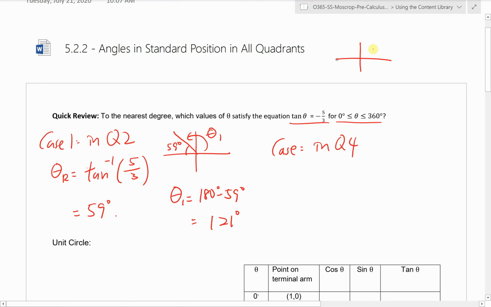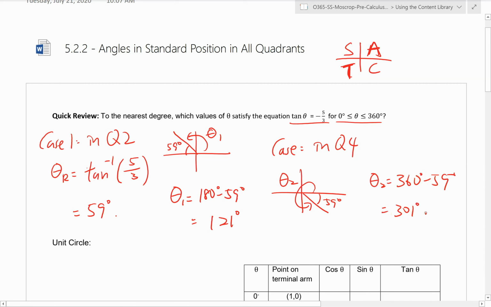Case 2 would be in quadrant 4. Again, recall it was all students take calculus. So tangent is positive in quadrant 3 and quadrant 1, for A and T. So quadrants 2 and 4 are negative. Therefore, we have the reference angle right here being 59. Here is our angle 2. To find angle 2, you go 360 minus 59. This is 301 degrees. Okay, so that's what we did last time.